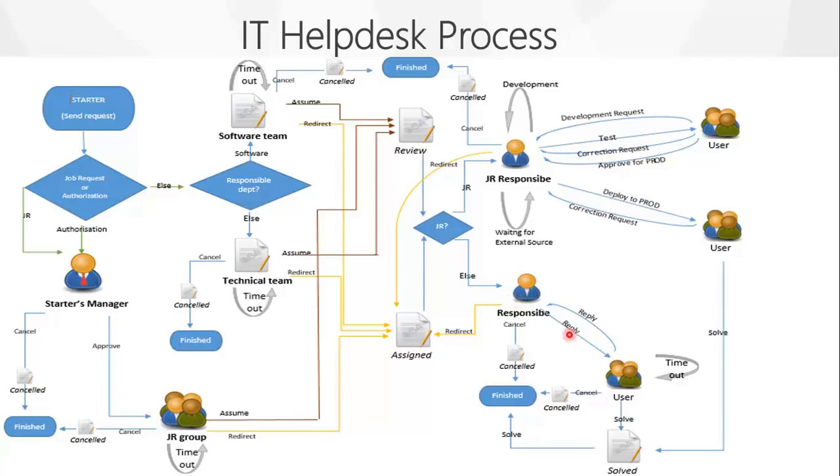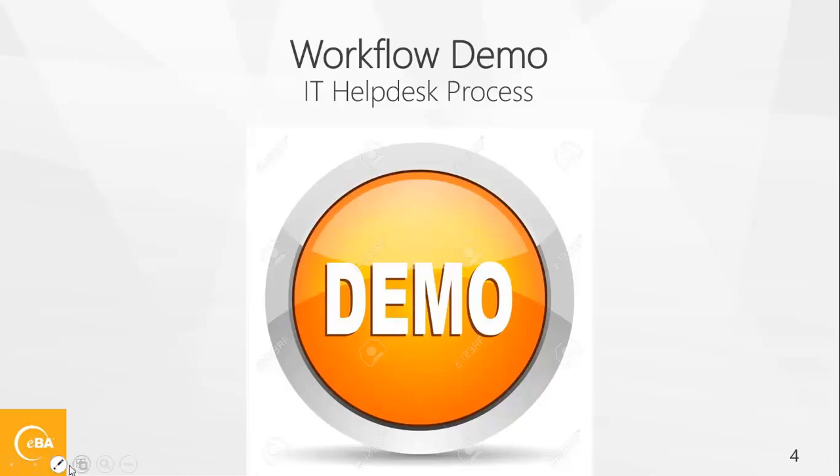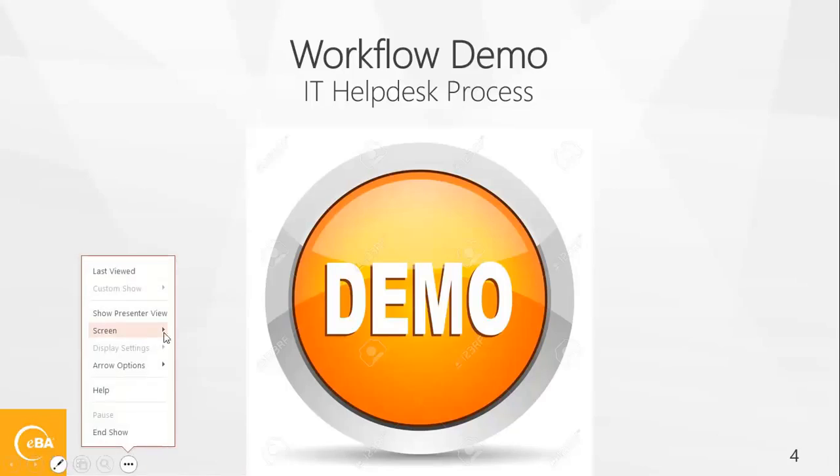So that person can basically solve the ticket by replying to the user, and the process really only finishes when the user reviews the solution and accepts it, and that's when the process basically finishes. And again, you can see several different timer objects here as well. So let's have a look at how this works within eBA.